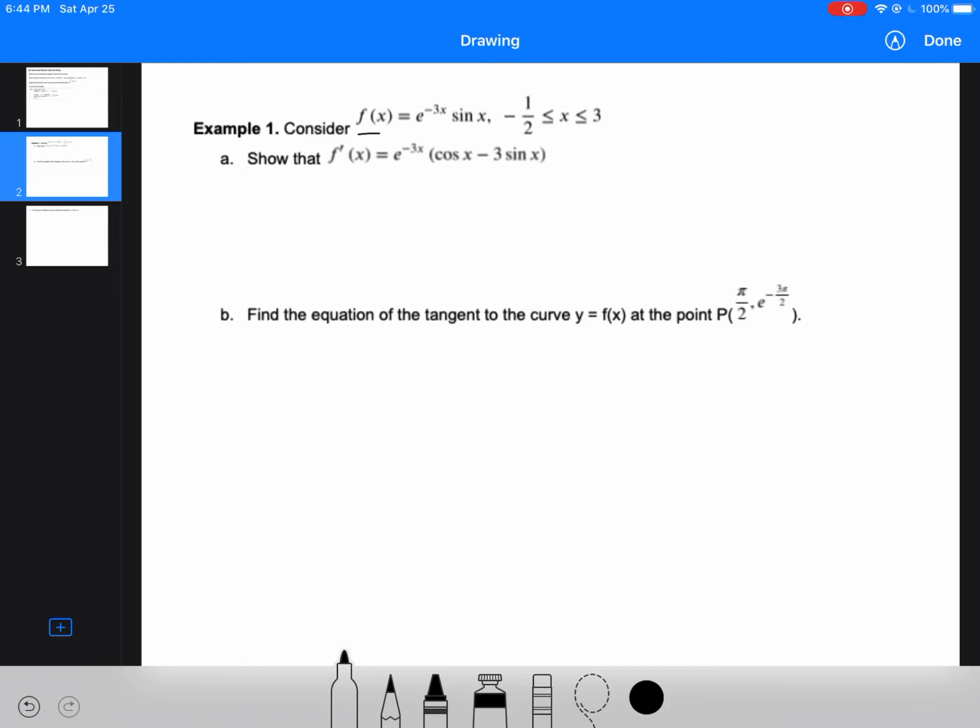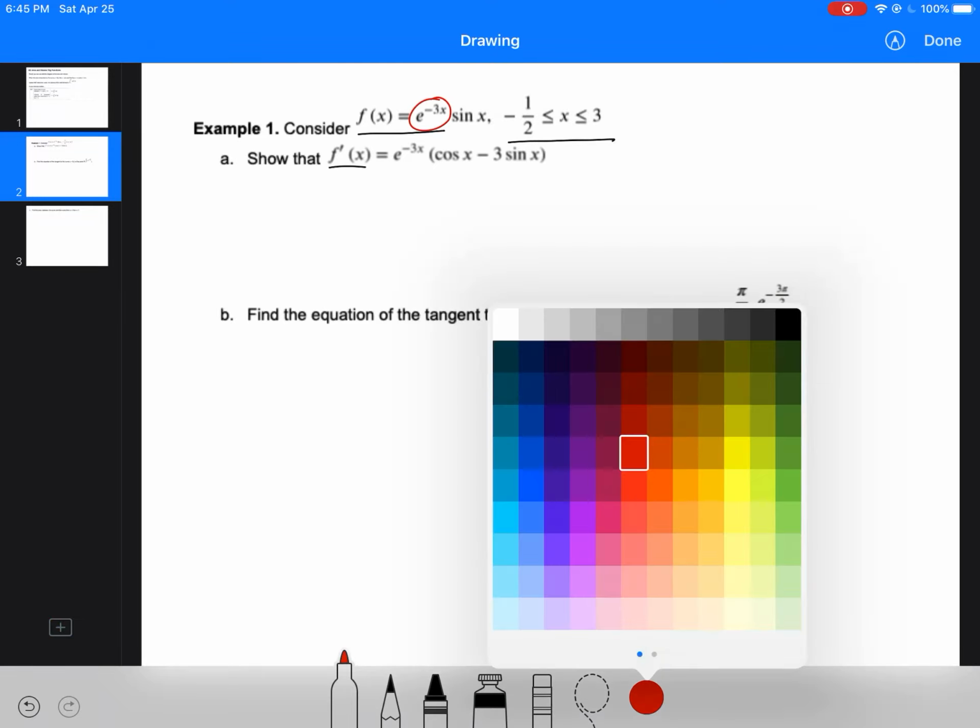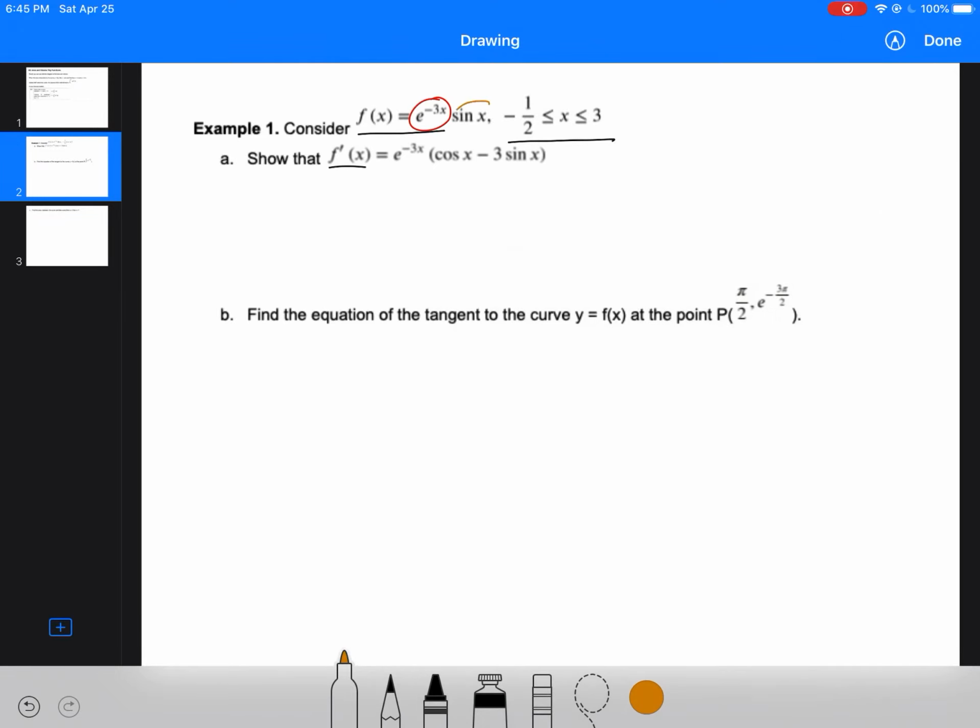We're going to consider f of x equals e to the minus 3x sine x, between minus 1/2 and 3. The first thing that we're asked to do is show that f prime of x equals e to the minus 3x times cos x minus 3 sine x. We're going to take our derivative using the product rule. We have one function multiplied by another function here.